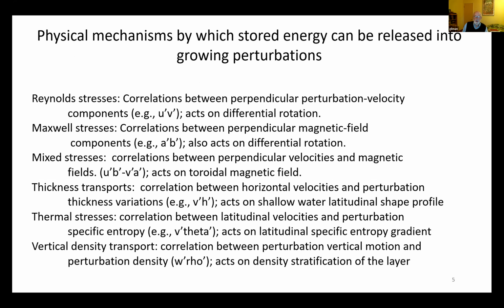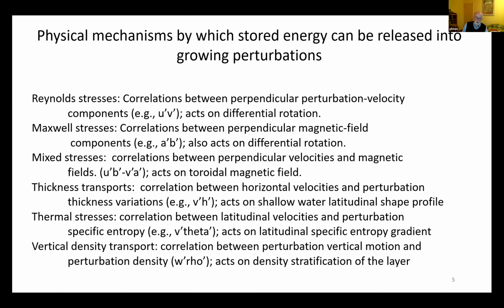Now, the mechanism by which the energy is released from these reservoirs is stresses, basically. The classical Reynolds stress, a correlation between perpendicular velocity components, acts on differential rotation. You can get Maxwell stresses when you have a magnetic field present, that also acts on differential rotation. And you get what we call mixed stresses, which are correlations between the perpendicular velocities and magnetic fields. And those act on the toroidal magnetic field to extract energy out of it.